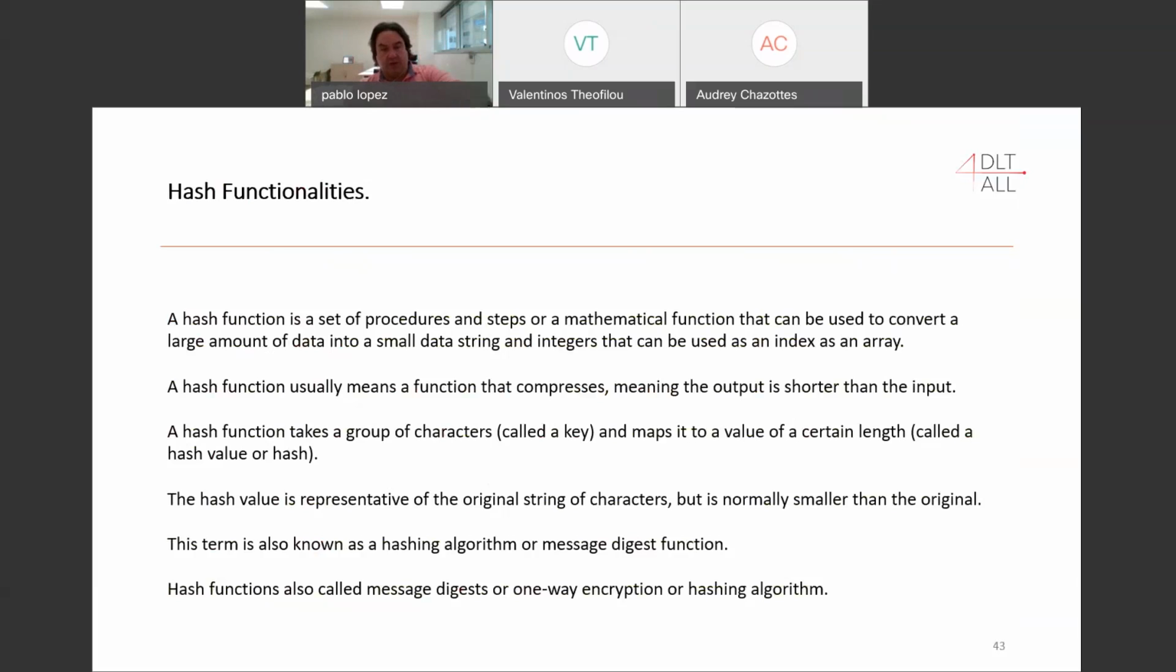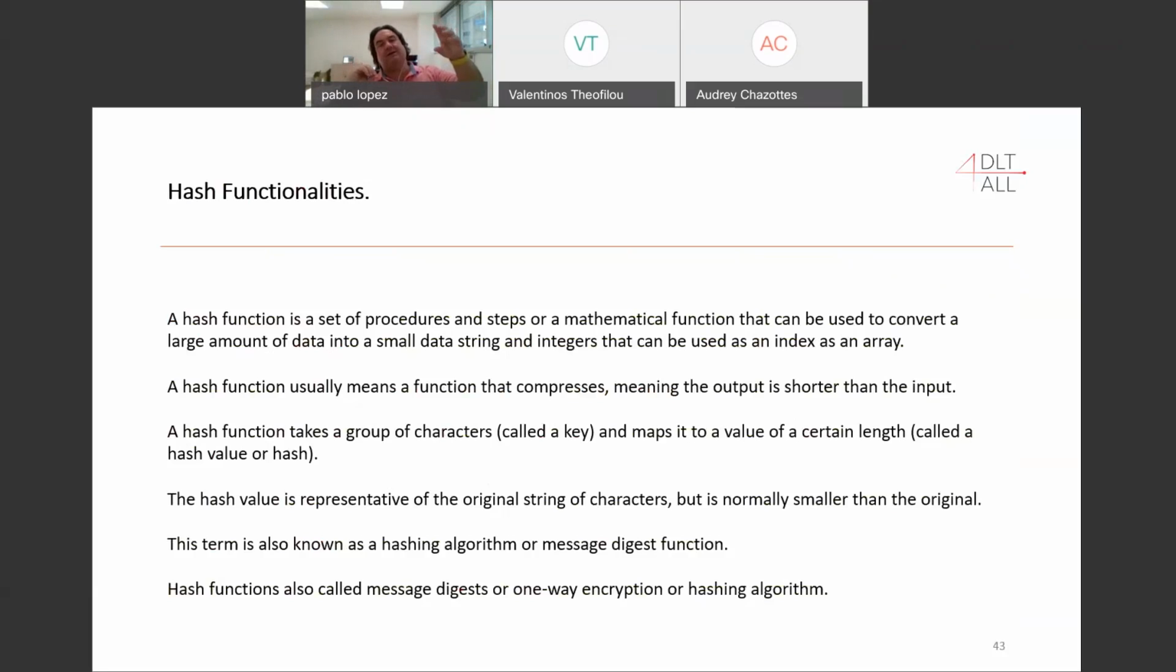So here, a hash function is a function that compresses, meaning the output is shorter than the input. It's a way to reduce and make it simple. Like in the 90s, when telecommunication operators started to work with the voice IP protocol, which allowed us to convert our voice into a data signal. And once you have the data signal, you have the internet and the LAN to send it to any place. That's why a hash function takes a group of characters, called a key, and maps it to a value of a certain length called a hash value or hash.